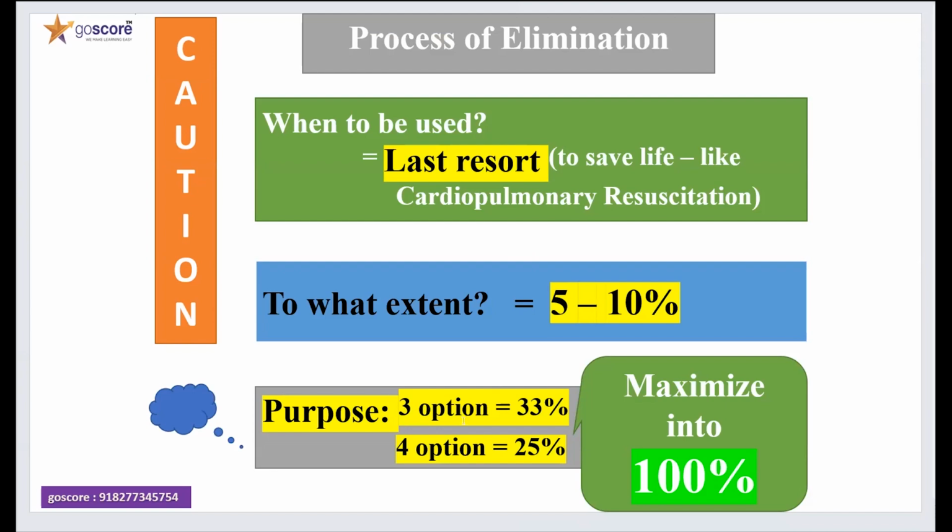Usually for a multiple choice question with 3 options, most of the time 33% will be correct, and with 4 options, 25% will be correct. For example, in your part C, you will have 8 questions with 4 options. If you choose B as your answer for all those 8 questions, definitely 2 of them will be correct.